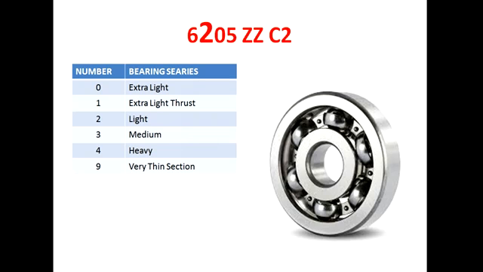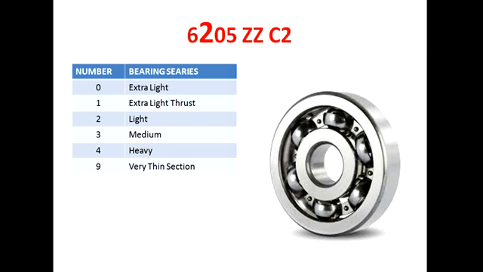If 0 is mentioned in the bearing number, then it describes the extra light series, 1 describes the extra light thrust bearing series, 2 describes light, 3 describes medium series, 4 describes heavy, and 9 describes very thin section. So here we have completed the description of the second number of the bearing.